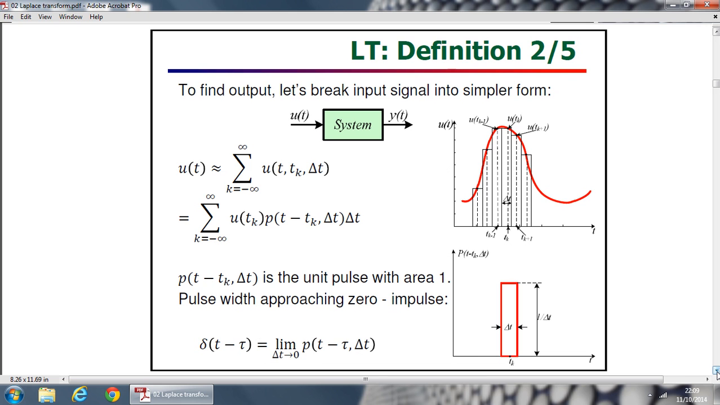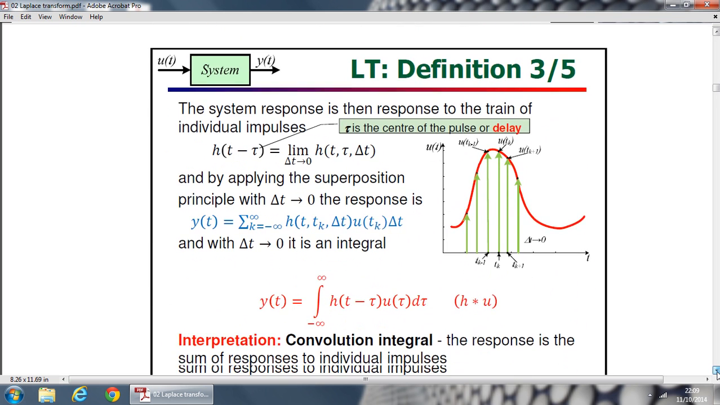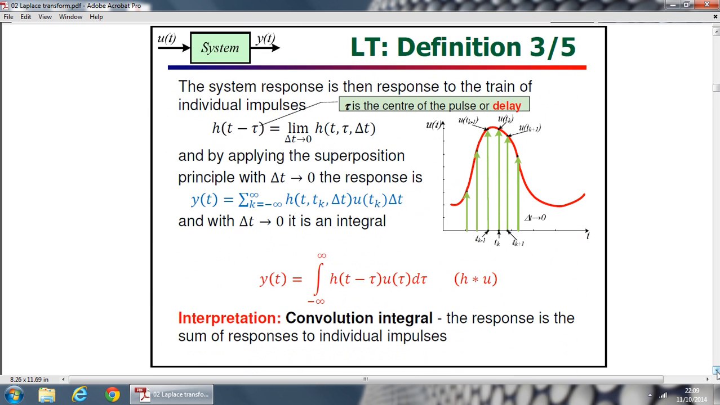If you look at the lecture notes from the control module, you can see the definition of the convolution integral. According to this lecture note, the convolution integral is y of t, which is the integral from minus infinity to plus infinity of h(t minus tau) u(tau) d tau. u(tau) is the input function, and h(t minus tau) is called the impulse transfer function.